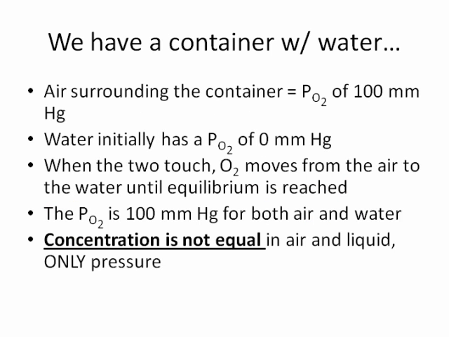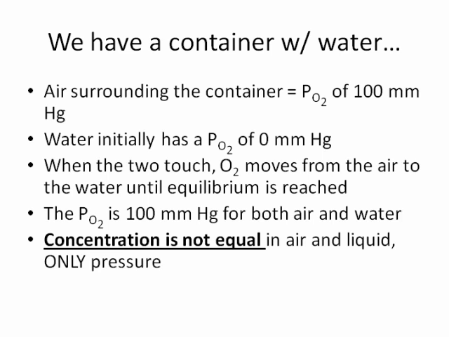So, as we look through this, I want us to picture that we have air within a container that has a partial pressure of 100 millimeters of mercury. We're just saying that's what the partial pressure is, and that's pretty close to what it is within our alveolar spaces. It's actually about 104, but 100 is a nice round number. Water initially has a partial pressure of 0. When the two touch, we would expect that the oxygen would move from the air into the water.